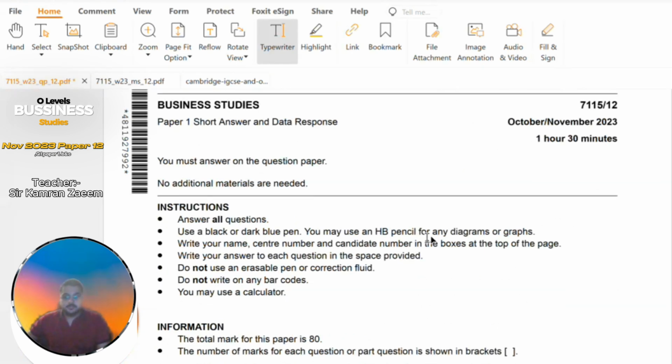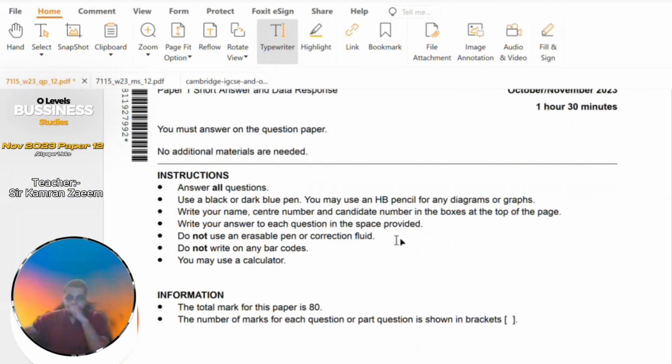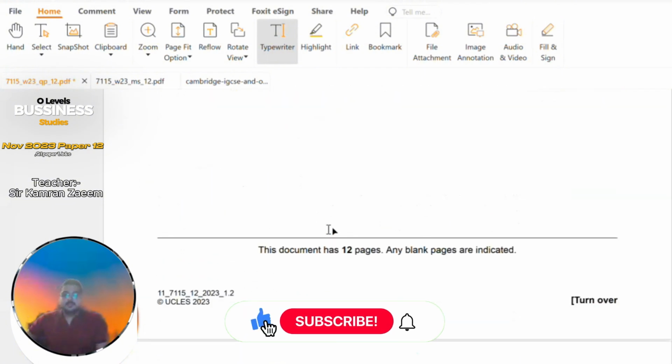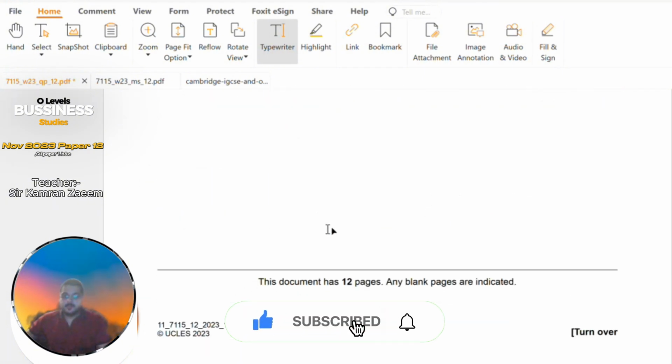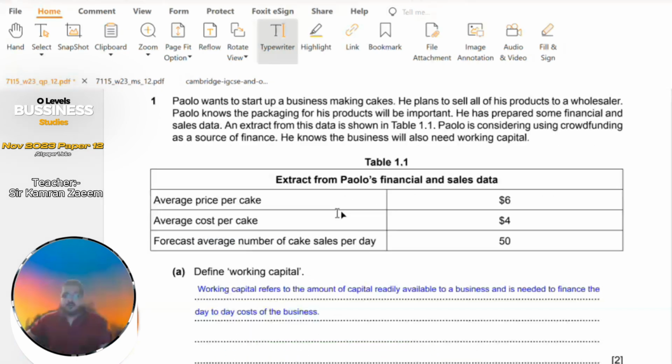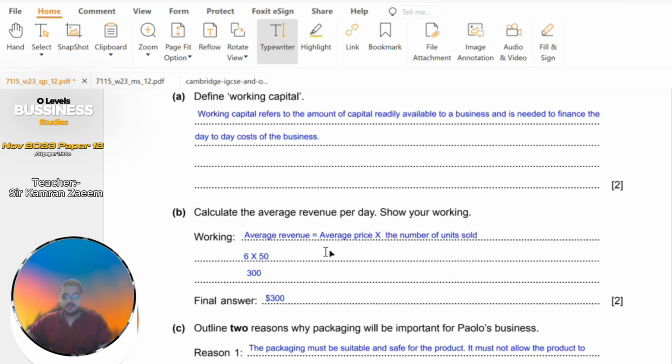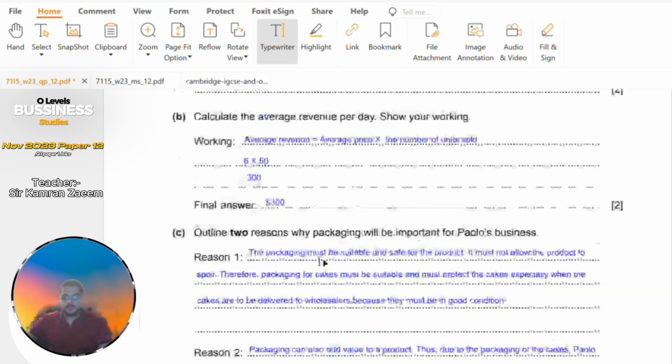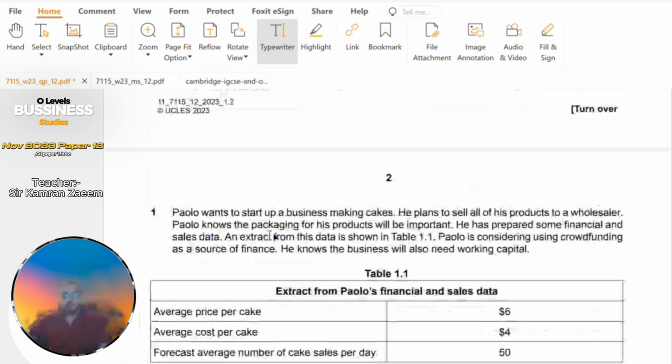Alright, and secondly, the amount of lines that you're given to answer each question would be twice as much as the marks allocated to that question. For example, if we have a 2-mark question, we would be given 4 lines like this over here, right? And if it's a 4-mark question, we will be given 8 lines, right? So let's proceed. Question number 1.